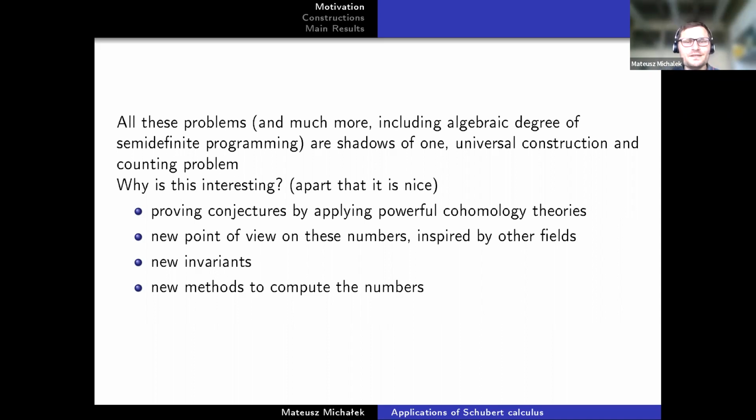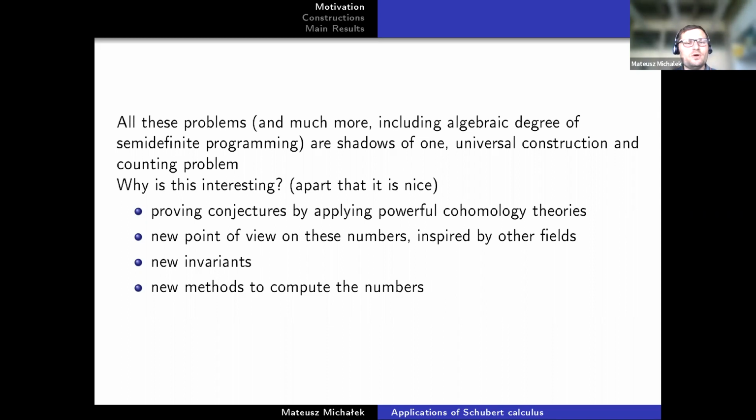Okay, and I find it very interesting, and I'm very excited about this. So first of all, maybe the main reason why I believe this is interesting is that you can now translate one problem, let's say from statistics or from combinatorics, to this other language, let's say of enumerative geometry. And there you can apply quite powerful non-trivial theorems from cohomology to get some features of the problem you started from.